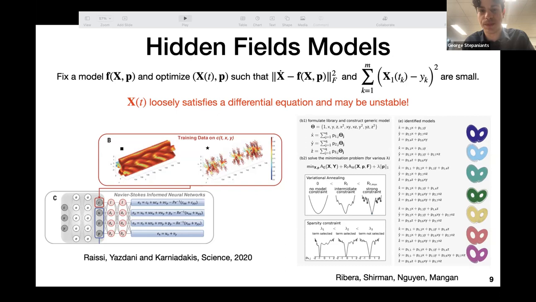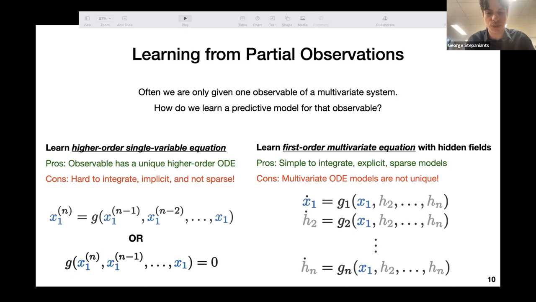Okay, so I've just discussed these two different approaches to the problem. The first approach, where you try to learn a higher order model, is nice because usually you have a unique higher order ODE that describes the dynamics of the observed coordinate. But as I said, these ODEs are hard to integrate, they're implicit, they're usually not sparse. So they're really not very amenable to learning. This second approach that I mentioned is very nice because it's simple to integrate, it's usually explicit, and you can get a sparse model back.